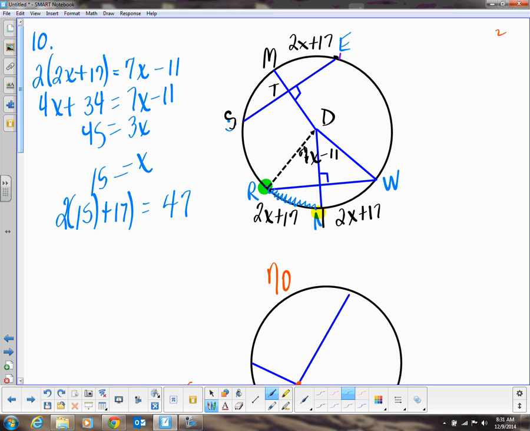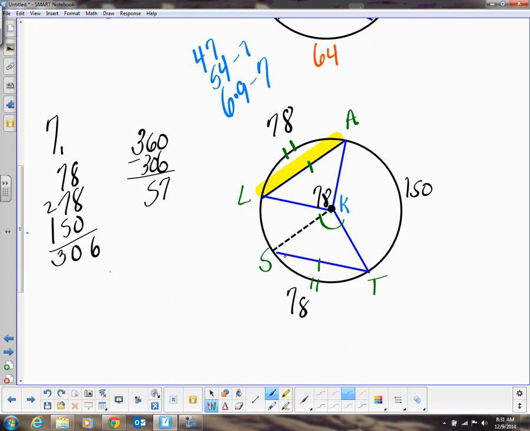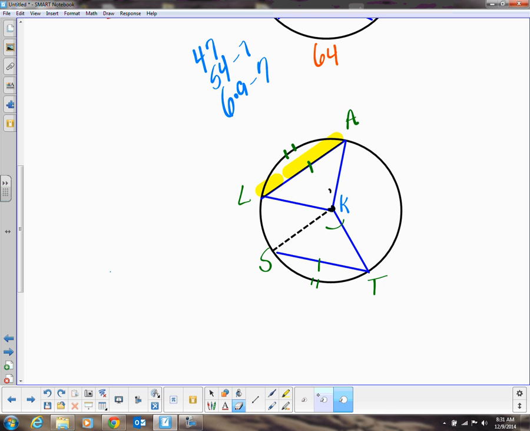Okay. Number 8 takes us back to this diagram. What am I doing, Stephanie? All right, so number 8 states that LS is 80. This is 80. And AT is 160. Oh, I really like this one. So, do we know LA? Do we know this arc? No. What is it, though?